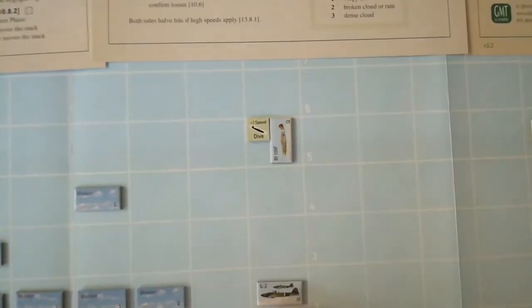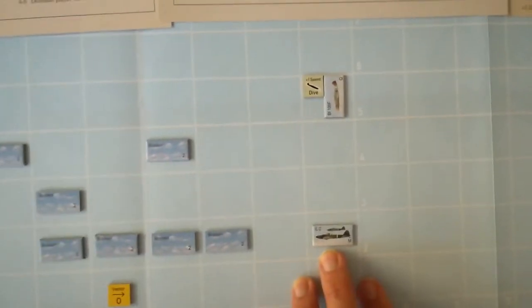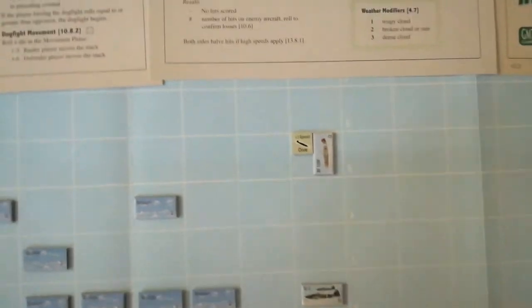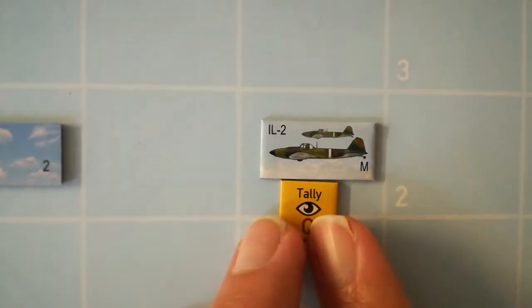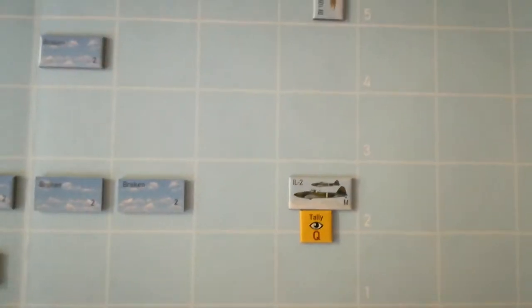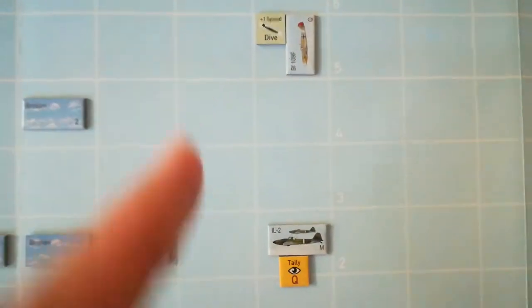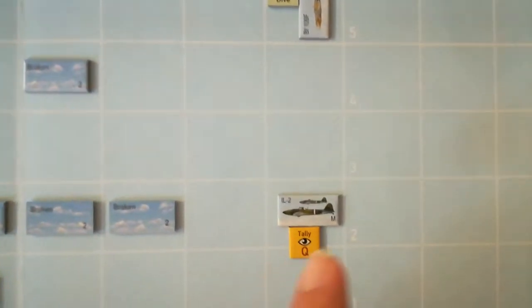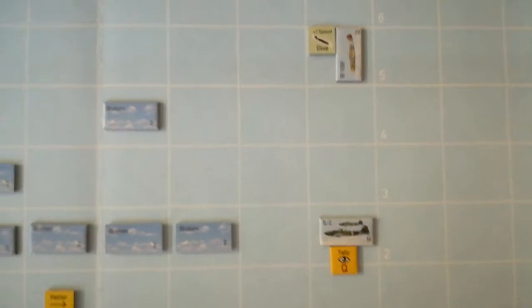So what this means is the Russian squadron is now spotted and the Germans can mark them with a tallied token. Now that means that come the movement and combat phase, that squadron, that flight, I should say, can now attack that squadron.